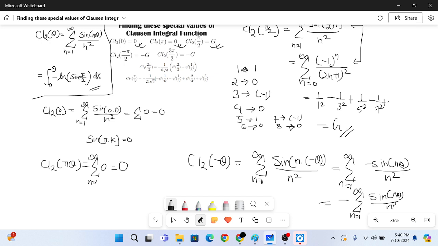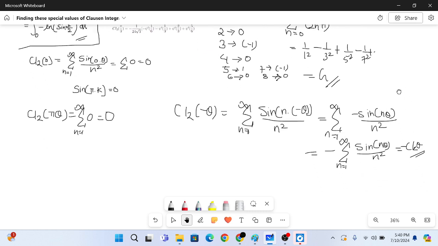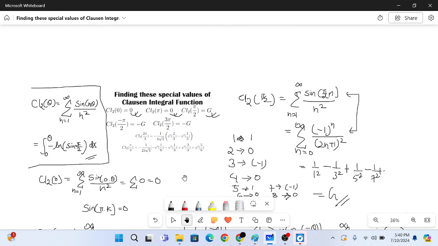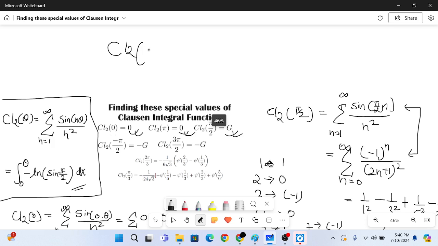Now this one is just the Clausen integral function, so this is minus CL2 of theta. You might have noticed that since CL2 of minus theta is minus CL2 of theta, CL2 of theta is an odd function. Now if it's an odd function, we can easily find the value of CL2 of minus pi by 2. This will just be minus CL2 of pi by 2, and since CL2 of pi by 2 is G, this is minus G. So we get CL2 of minus pi by 2 as minus G.